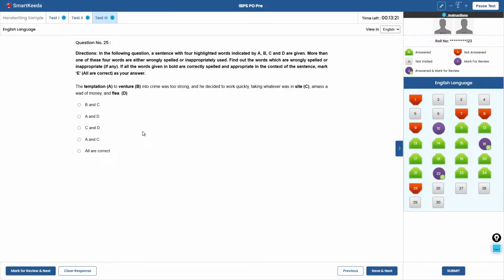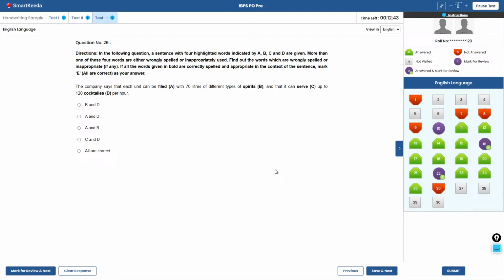Okay, which are incorrectly spelled, right? Temptation, venture, insight. Sight is 100% incorrect. Whatever was in sight, SIGHT. So C, but venture seems inappropriate, right? The temptation to venture into crime. I think venture is not contextually correct. So temptation, flee, sight. So B and C for me.